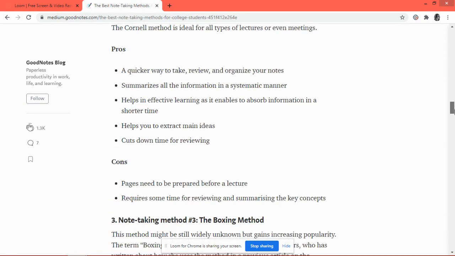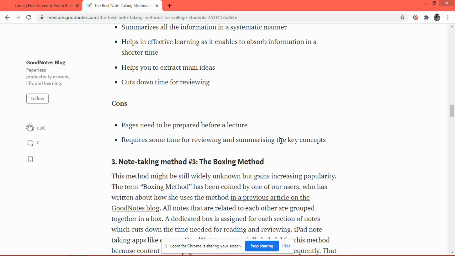We'll do some pros. It's a quick way to take, review, and organize your notes. It summarizes all the information in a systematic manner. Systematic meaning that it's very clear, very organized. You know what you're looking at instead of having to search through notebook after notebook trying to find what you need.